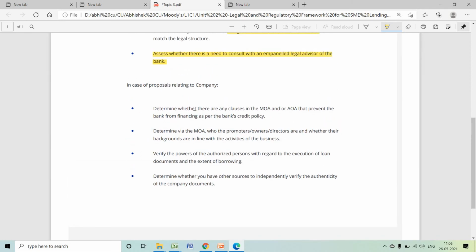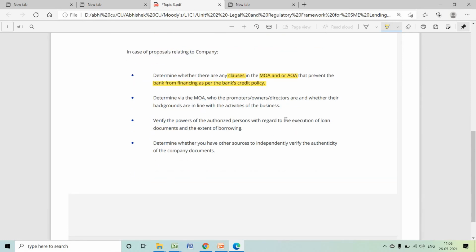In case of proposals related to a company, determine whether there is any clause in the MOA and AOA that prevents the bank from financing as per the bank's credit policy. So you have to identify in their MOA and AOA whether there is a borrowing clause or not. If there is no borrowing clause, the company is not authorized to borrow, and then you cannot lend to them.